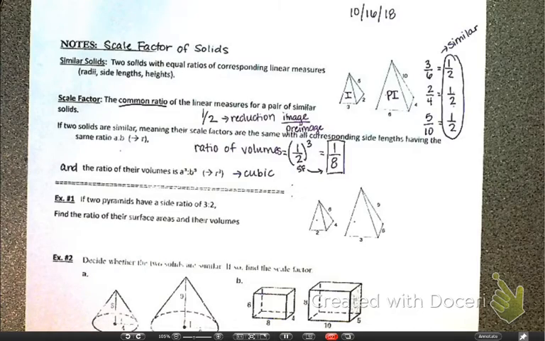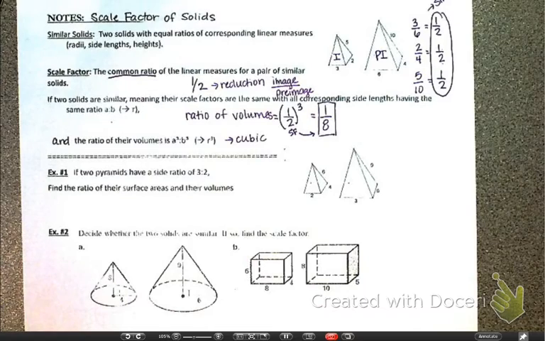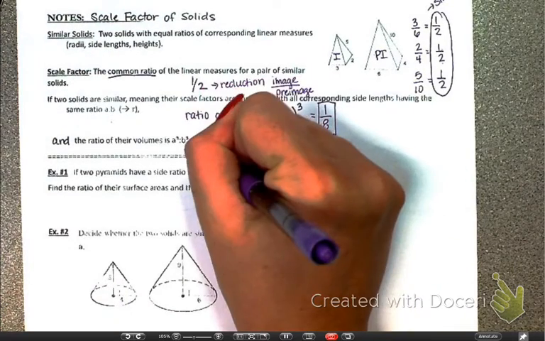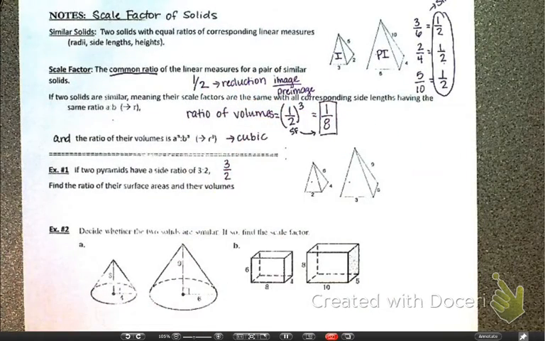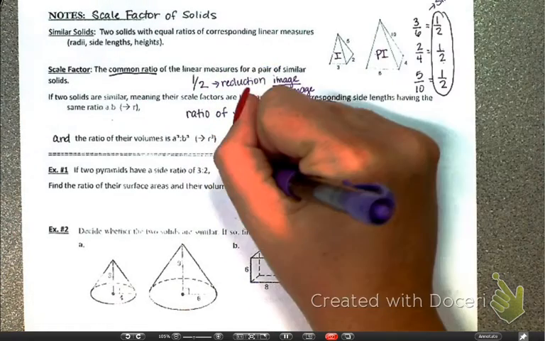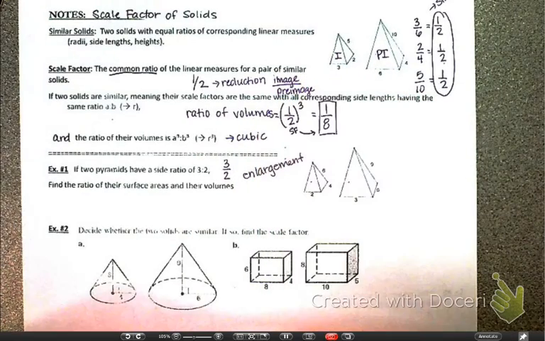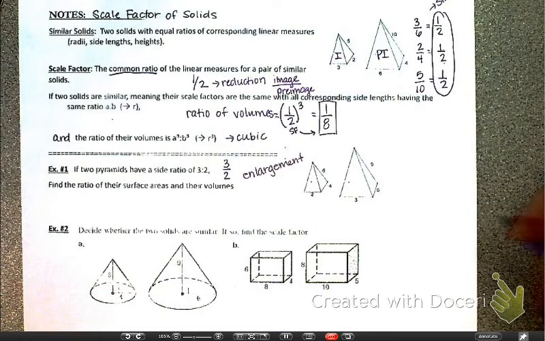Okay, so if two pyramids have a side ratio of 3 to 2, how else can I write 3 to 2? 3 over 2. Right, that's how we're going to look at scale factor. So those two pyramids have a ratio of 3 to 2. Before we look at anything else, is this a reduction or an enlargement? I've heard both. It's an enlargement. What is 3/2 as a decimal? 1.5, which means my scale factor is greater than 1, so my figure gets bigger.